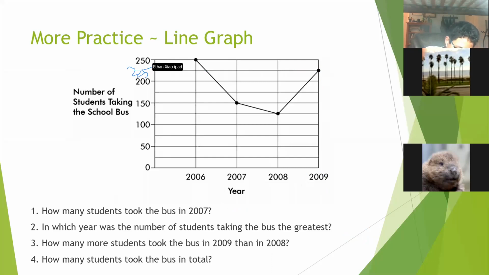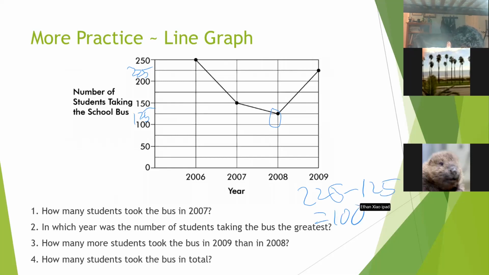And next we find 2008. So we just find the 2008 dot, which is here. And again, the line is between 100 and 150. So we know it's 125 since that's the middle number between 100 and 150. So next, what we want to do is subtract 125 from 225 since we need to find out how many more students took the bus in 2009 than in 2008. So 225 minus 125, that equals 100. So we just write 100 here. That's the answer.